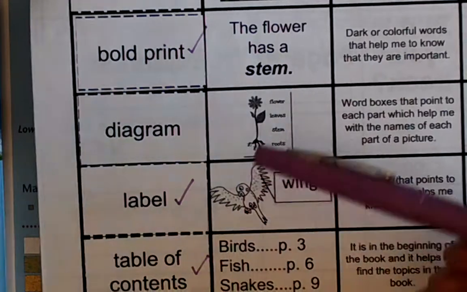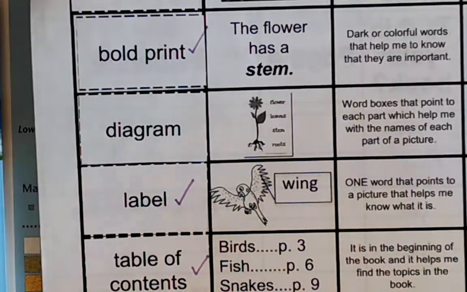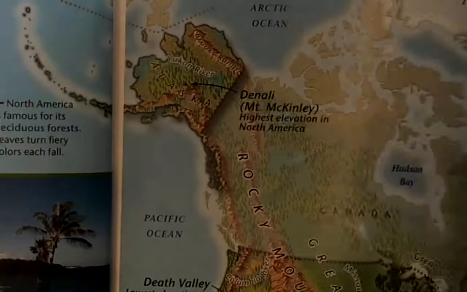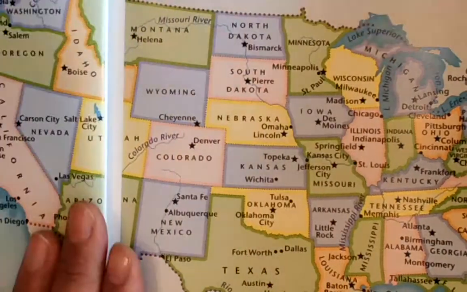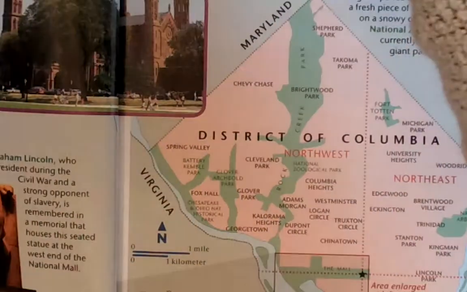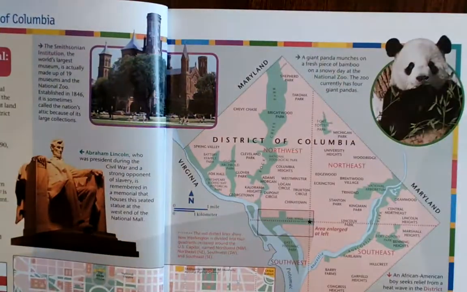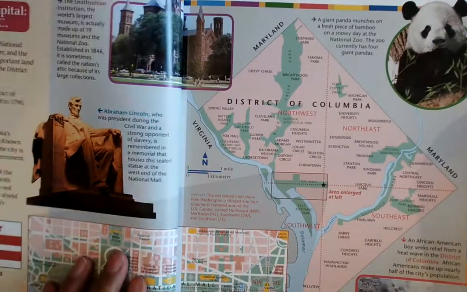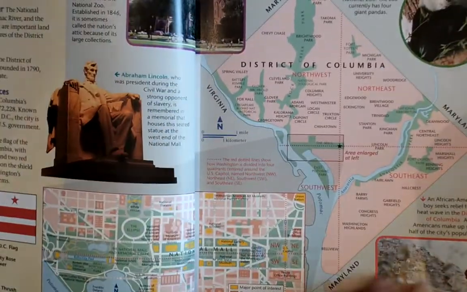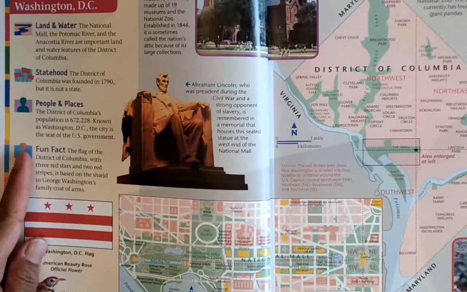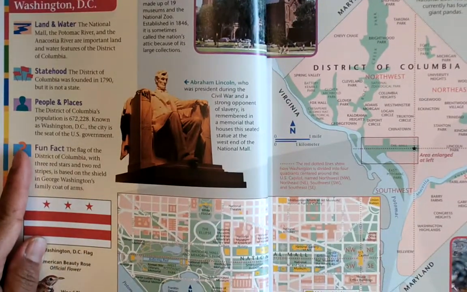Let's see if we can find a diagram, something that is labeling parts of a picture. So we're going to go and flip through our book. It's a beautiful book. Oh, I think I might see a label down here already, or a diagram down here. Lily, do you see it? A diagram? Down there? No. Right here?